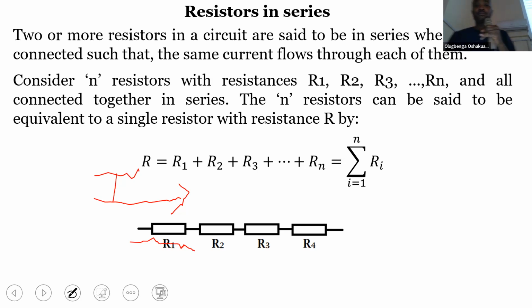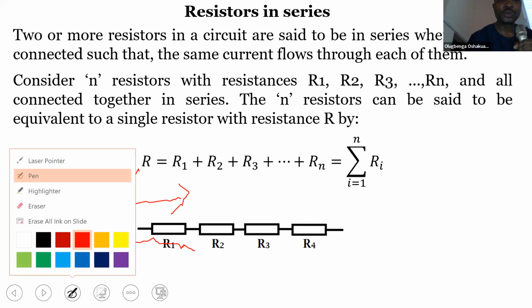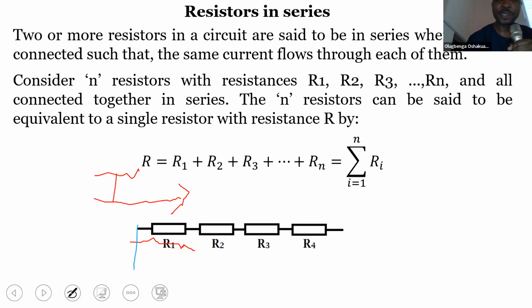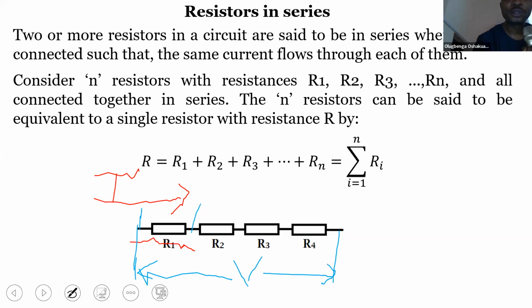And there is also another point we should note, which is that when we connect this across a potential difference, a voltage supply V, the voltage that will drop across R1 can be called V1. The voltage across R2 can be called V2. The voltage across R3 can be called V3, while the voltage across R4 can be called V4.